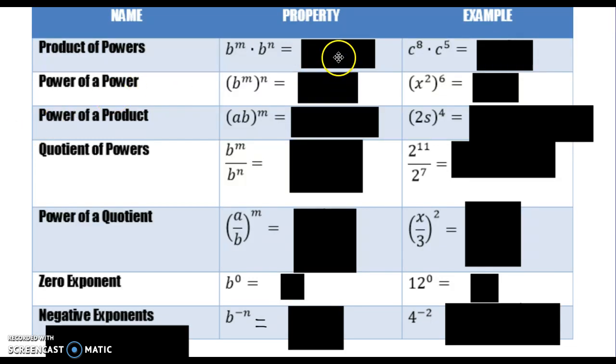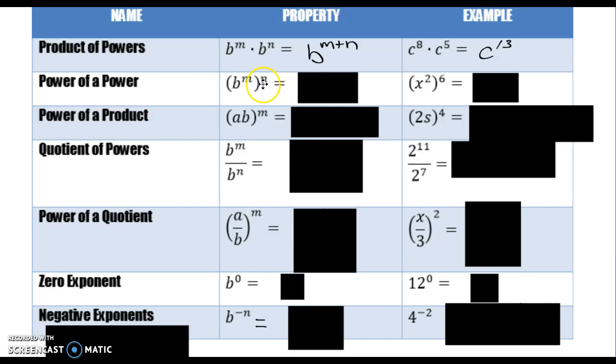But regardless, when we're talking about our properties, we've got to remember a couple of things. You do not need to know the names, but you do need to know that when you're multiplying two things with the same base, you add the given exponents. So we have c to the 8th times c to the 5th. That's really saying 8 different c's times 5 more, giving us 13 total.